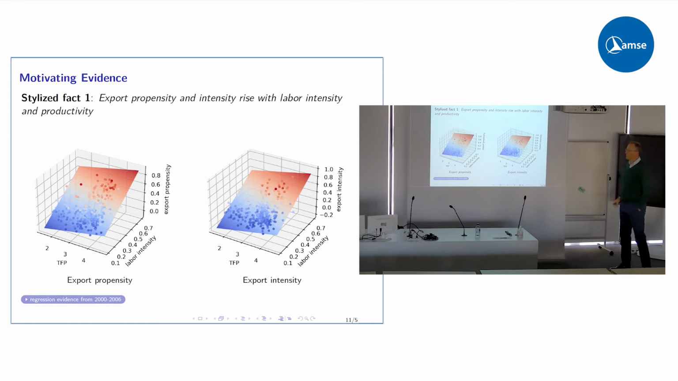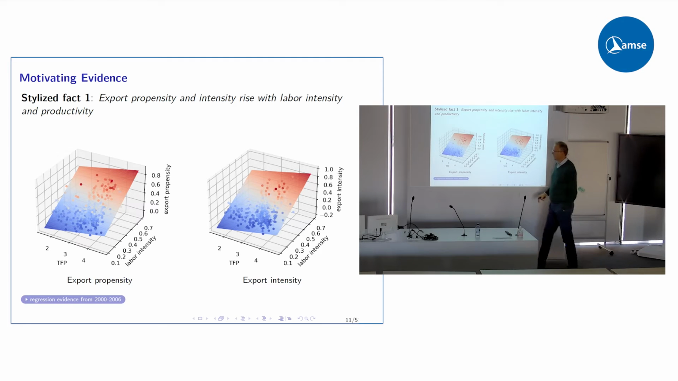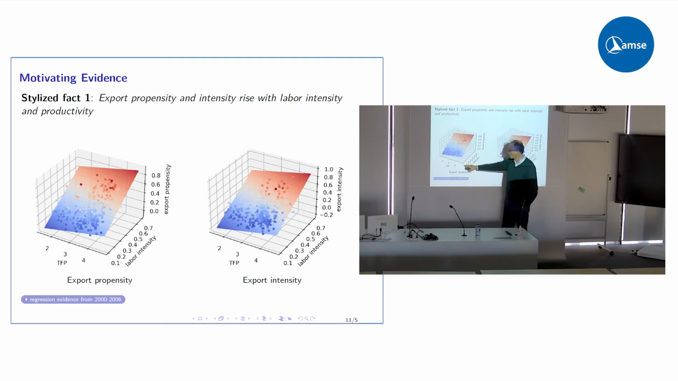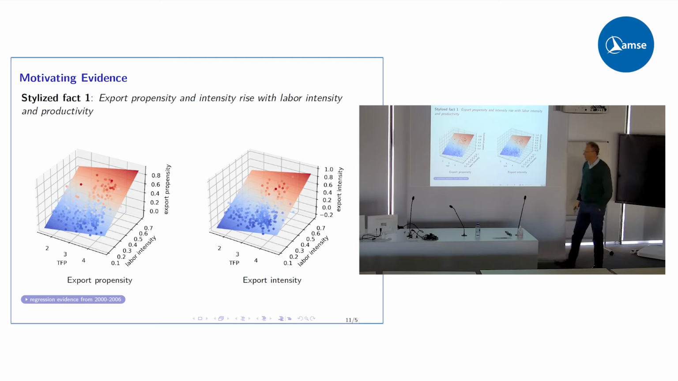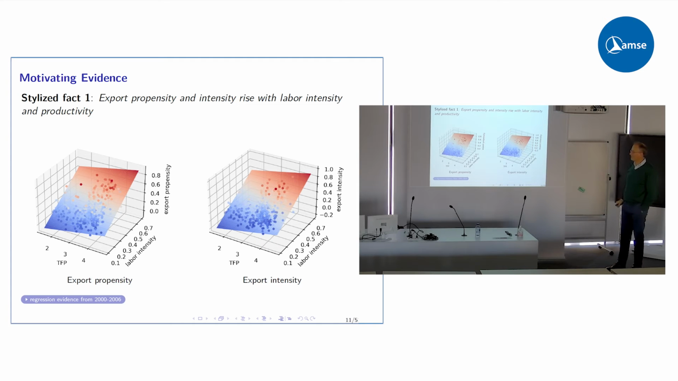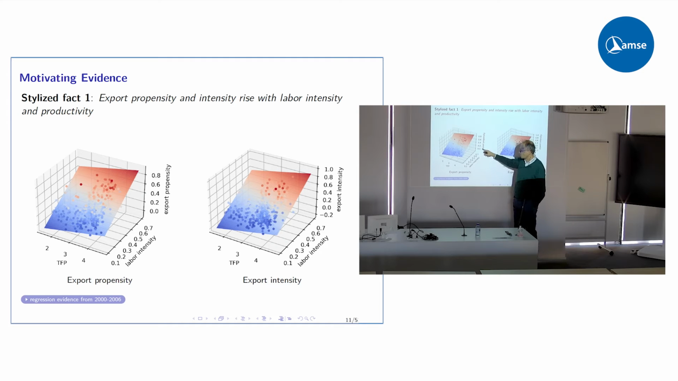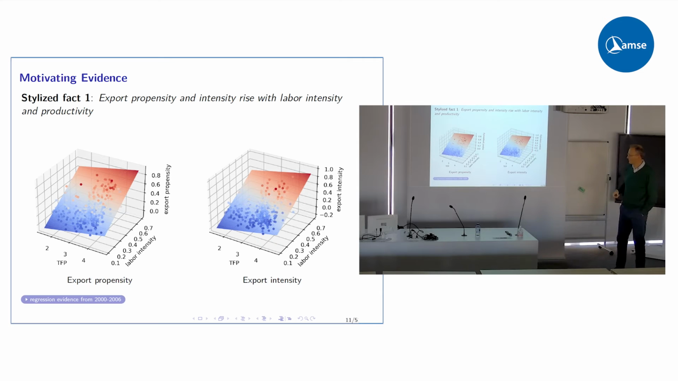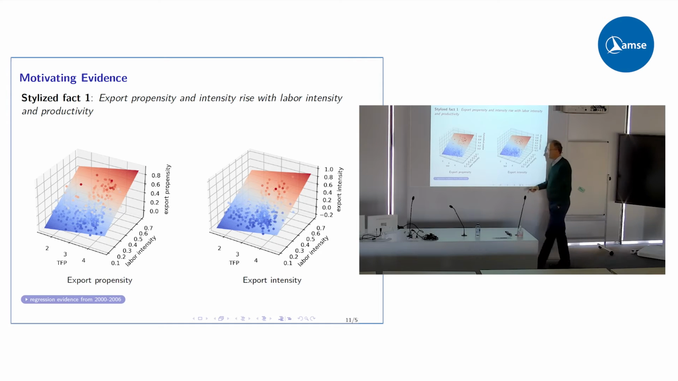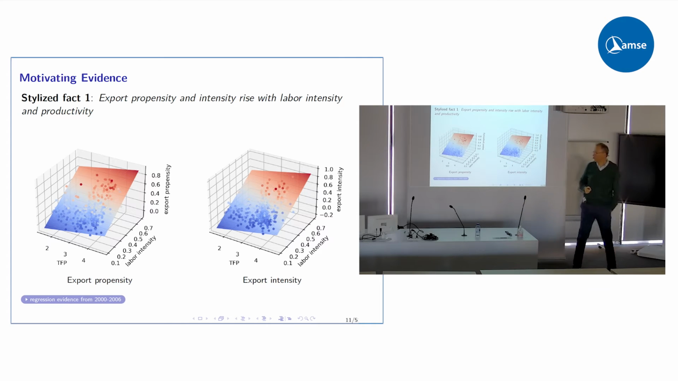So these are the two panels. On the axes, you have TFP in the different industries, increasing from left to right, and you have labor intensity in the industry increasing from bottom to top. Then you have this plane that is measuring export propensity, and the dots are the different industries. What you see is indeed that export propensity increases with labor intensity and increases with TFP. So in sectors that are more productive, where firms on average are more productive, and sectors that are more labor intensive, you have more exports.